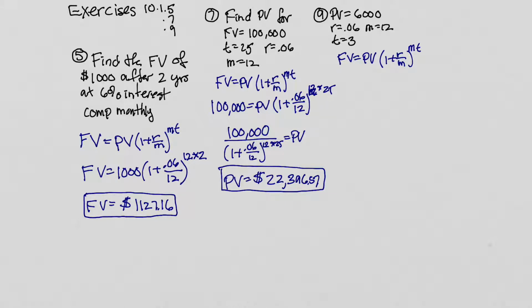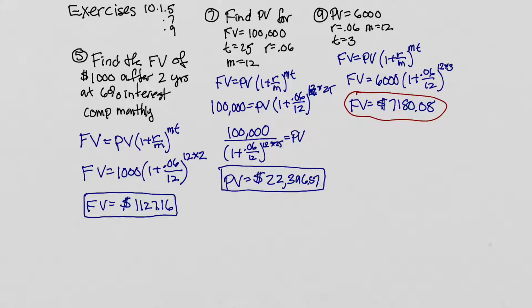And now let's put in the numbers we know. FV, we don't know that, we're looking for that. So that's 6,000 times 1 plus 0.06 over 12 raised to the 12 times 3. And now, the future value on my calculator, when I made that computation, I got $7,180.08. So that's one of the answers we're looking for.